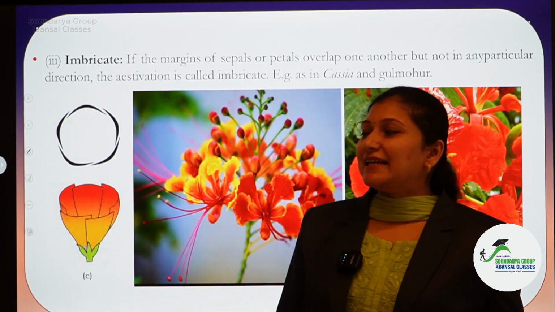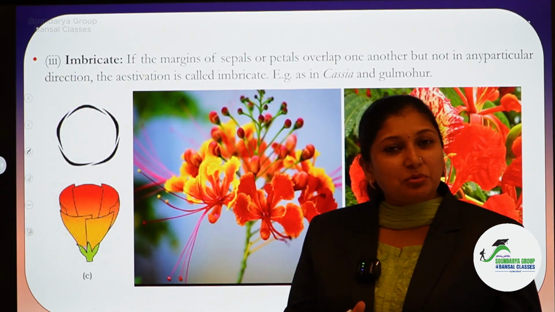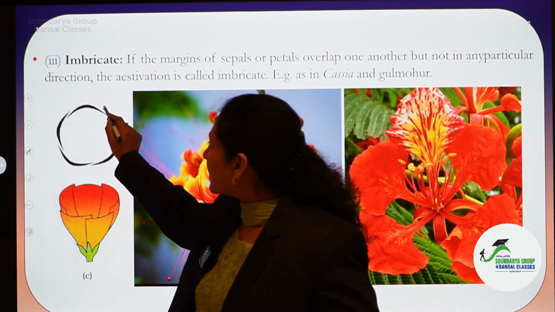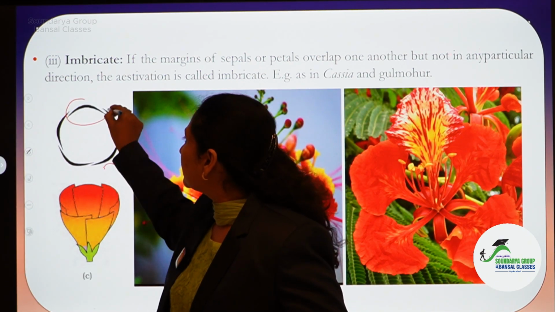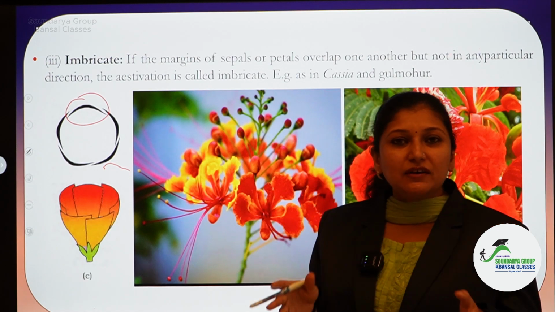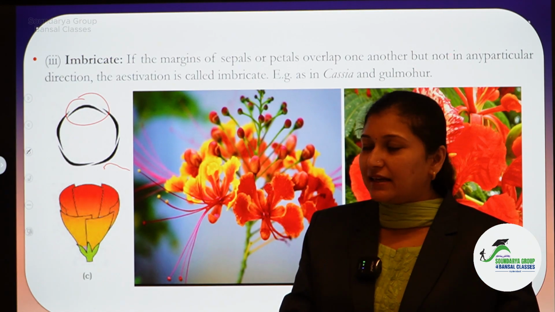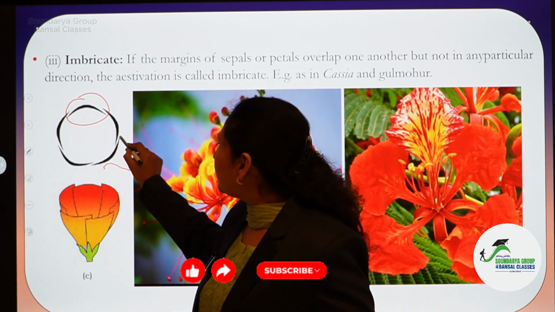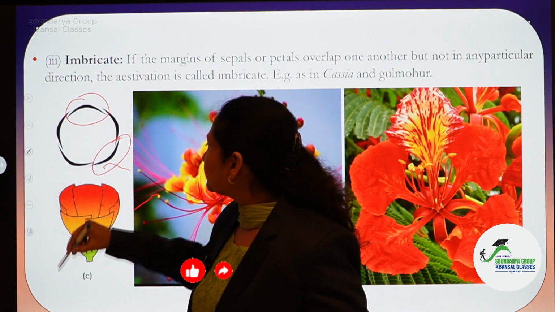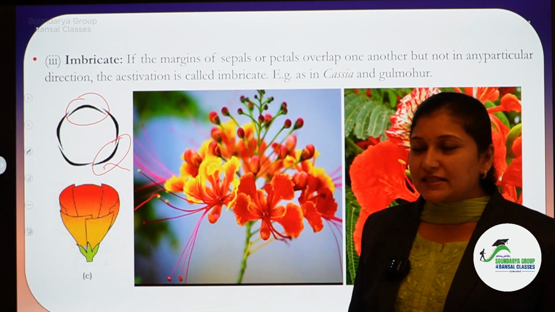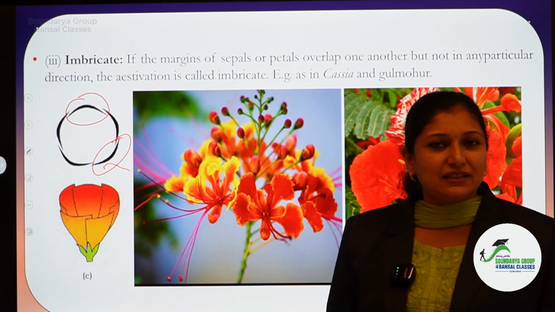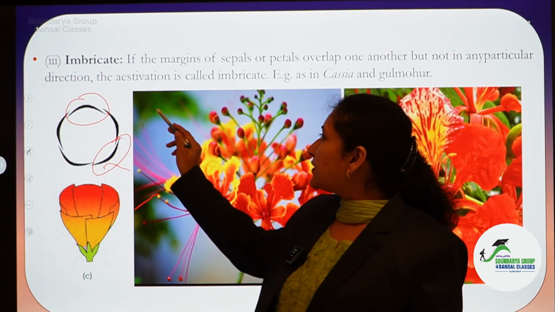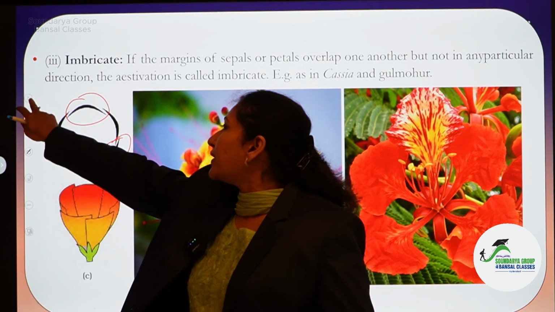Then the next one is imbricate. Here, this is a type of twisted only. But you can see one petal is completely inside, meaning both sides of it are completely inside, and one is completely outside. So one is completely inside, one is completely outside, and the others are twisted. This type of estivation is known as the imbricate one.